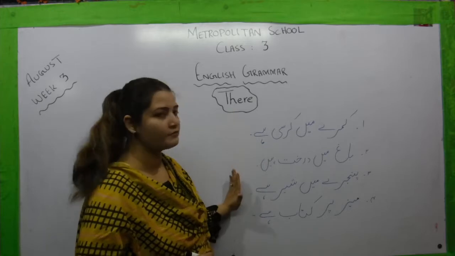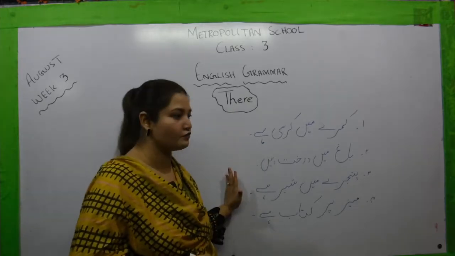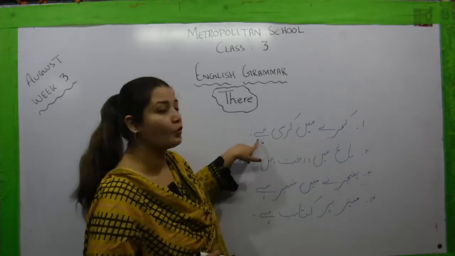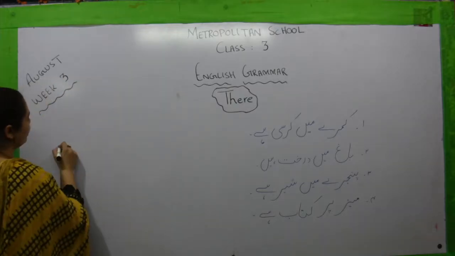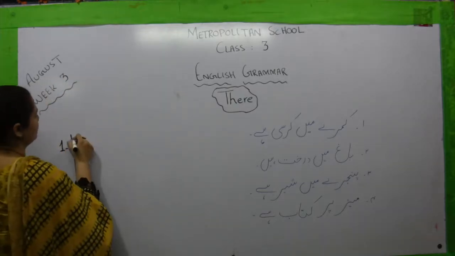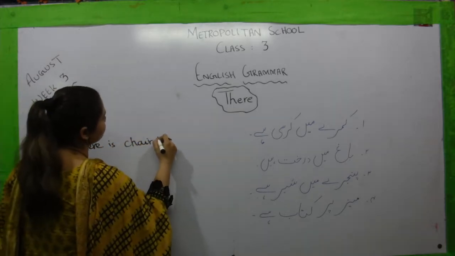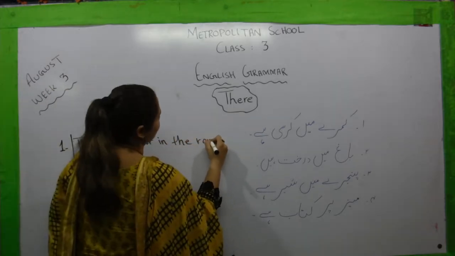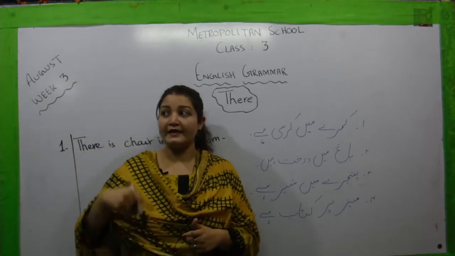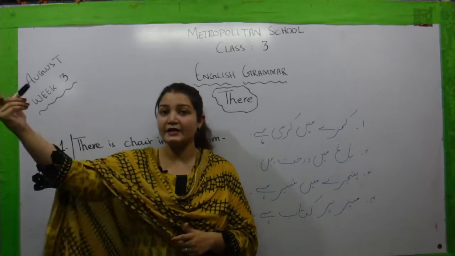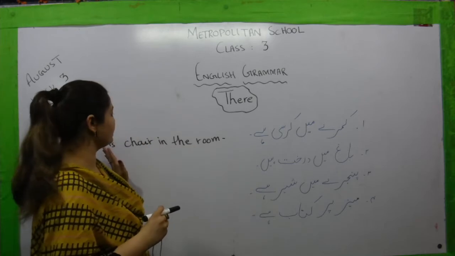Right now I have written here some translations, and right now I am going to translate these sentences into English. For example, the first one is कमरे में कुर्सी है. So what will be the translation of this sentence? We are going to write it as there is chair in the room. So this sentence is indicating that the chair is there in the room. The chair is in that place. We are indicating it that the chair is in that place. The chair in the room.